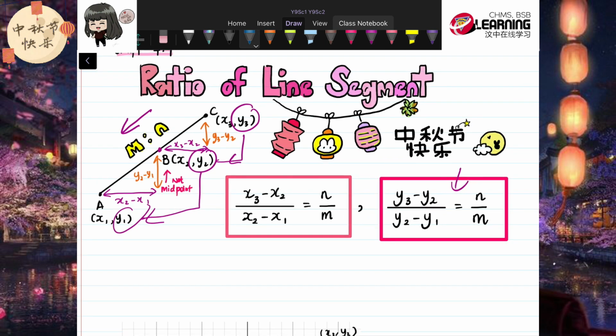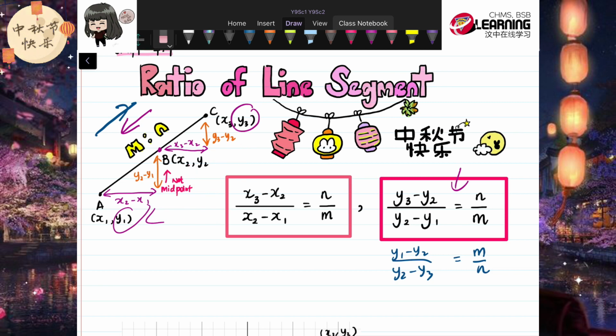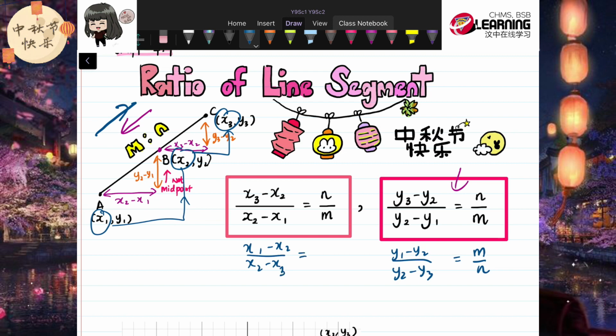And if you want to go the reverse way like this, you can also, which will be y1 minus y2, the first y minus your second y, over second y minus third y, and that is equal to m over n. And if you want your x to start from the bottom first, this one x1 minus x2 over x2 minus x3, then it will be equal to m over n.